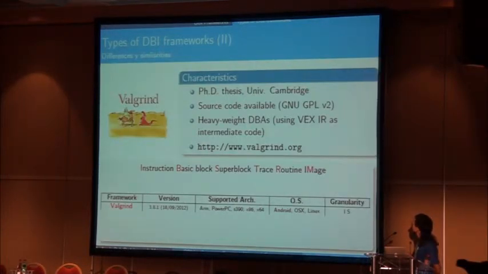So we have focused on Valgrind. Valgrind was developed in a PhD thesis at the University of Cambridge. The source code is available with the GPL version 2 license. However, Valgrind is using an intermediate code, Vex IR, so it's provoking heavyweight DBAs. And it only supports the instruction and the superblock granularity. So all the supported architectures are these ones, and the operative systems are Linux, MacOS, and also Android.